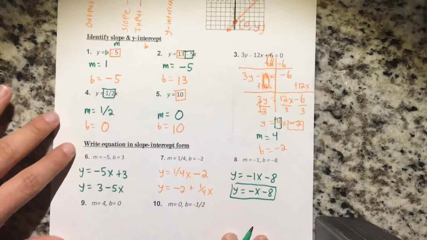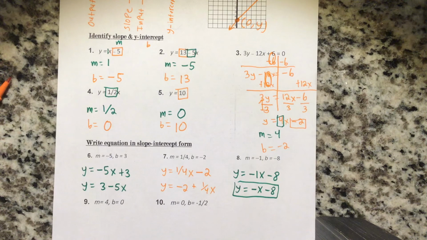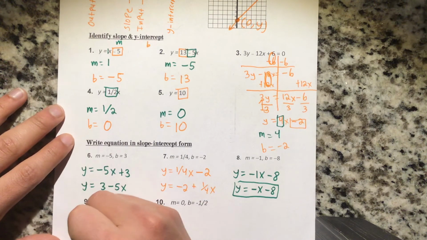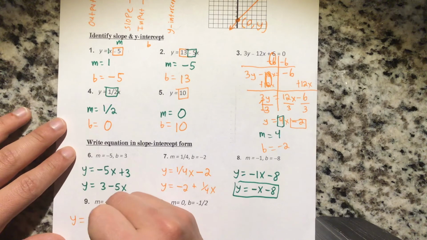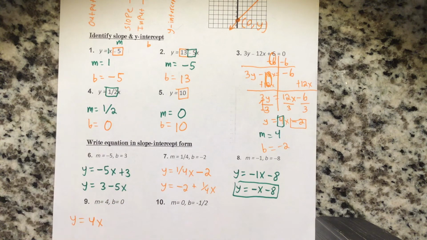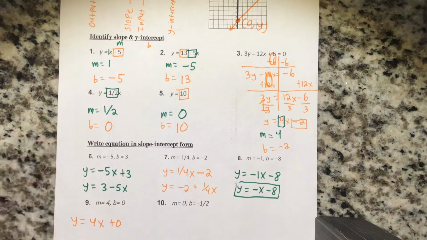Number 9. So number 9, I have the m equals 4, b equals 0, okay? So again, we start with y equals. Now my m goes in front of the x, so my m is 4x, okay? That's how I start my equation. Now my b is 0, okay? So we can write plus 0, okay?